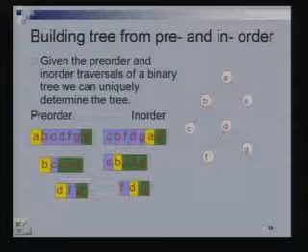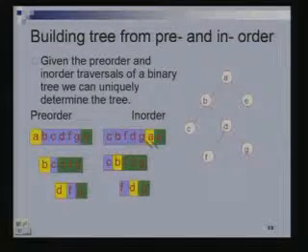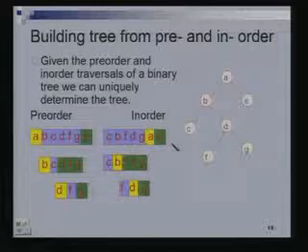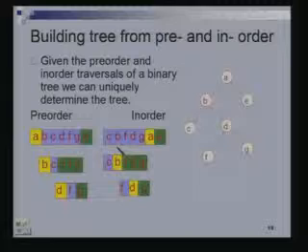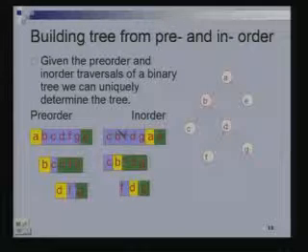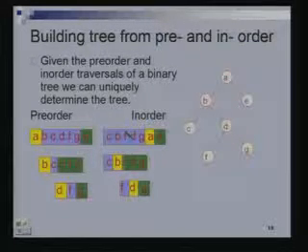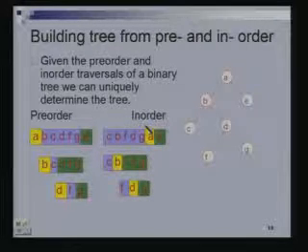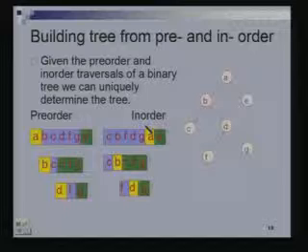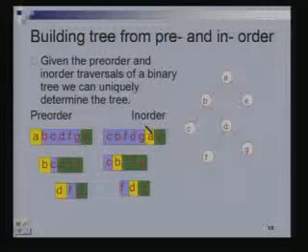Now it might be possible that, given any arbitrary sequences, there is not necessarily a binary tree corresponding to that. So you will also have to flag an error if the sequences that are given to you are such that they could not possibly be the pre and in order traversal of any binary tree.